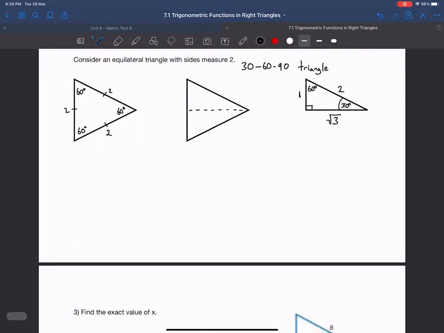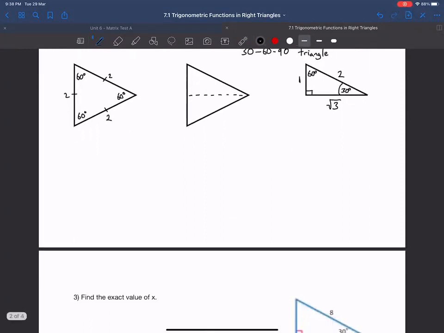So what I'm going to have you do right now, I would like you to pause the video, and I want you to find the sine, cosine, and tangent of 30 degrees and of 60 degrees. I'm not necessarily going to ask you in the Edpuzzle to show me all of them, but I do want you to find them. So pause the video now.